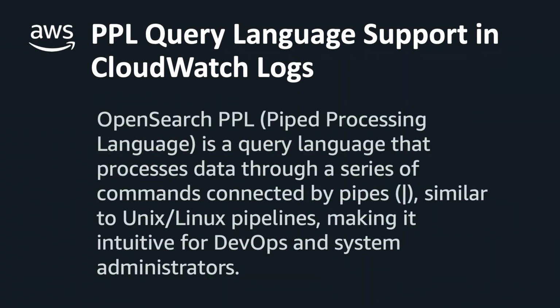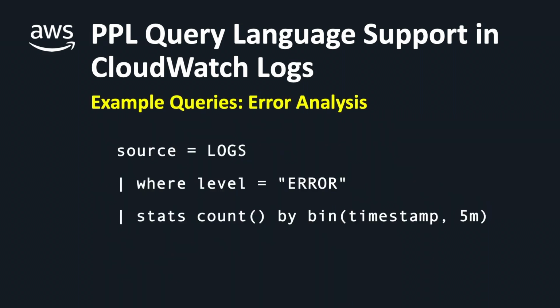OpenSearch PPL, or the pipe processing language, is a query language that processes data through a series of commands connected by pipes. This is similar to Unix or Linux pipelines, making it very intuitive for DevOps and system administrators. Some examples of PPL queries.